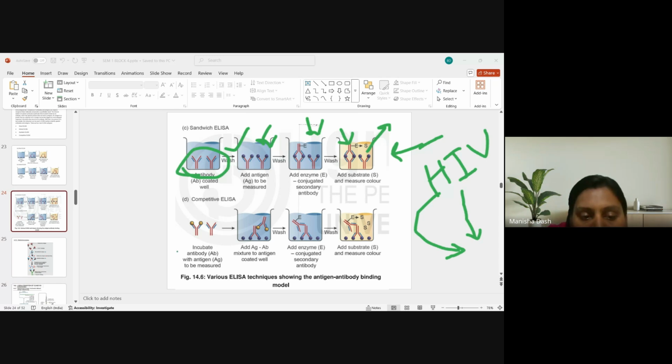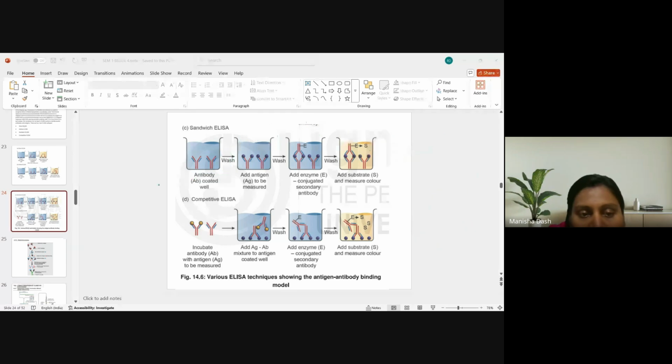Then comes competitive ELISA, which is slightly different from the other three. So in competitive ELISA, you are using the antibody along with antigen-bound antibody. So you are using two types of antibody.